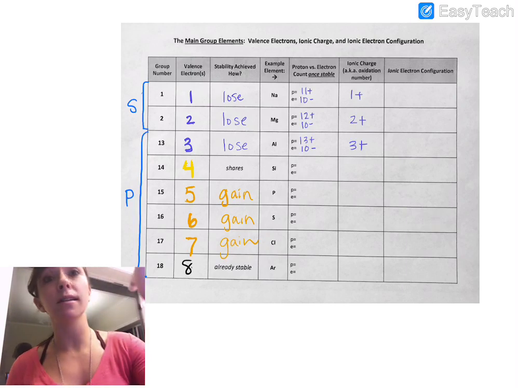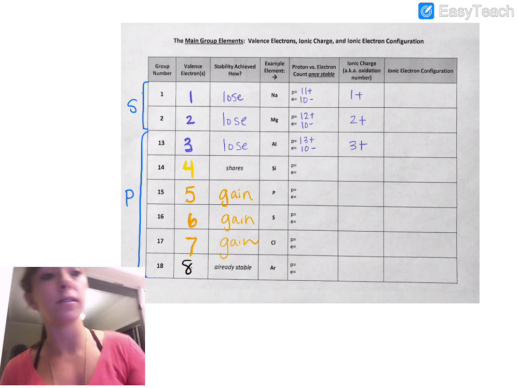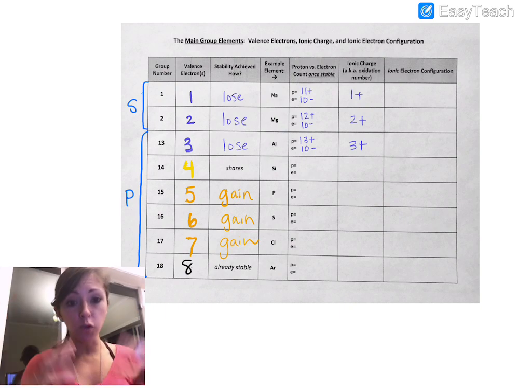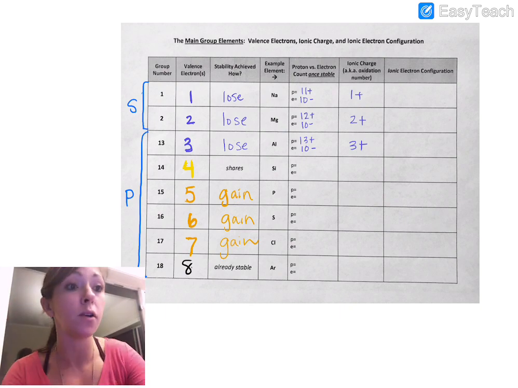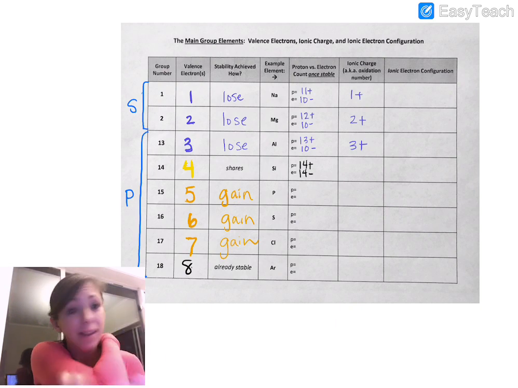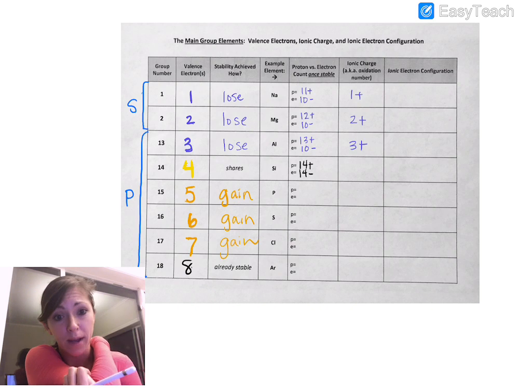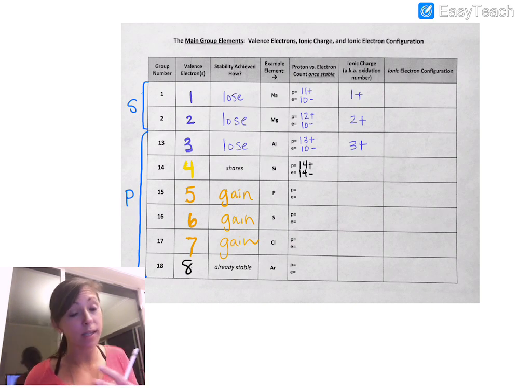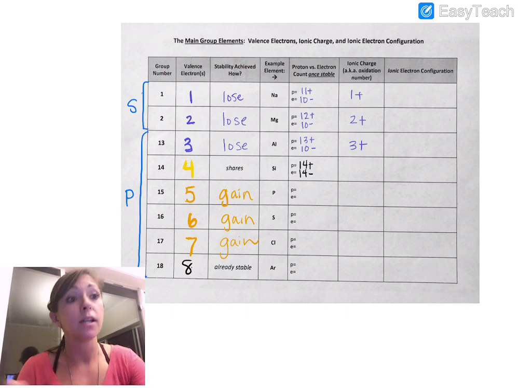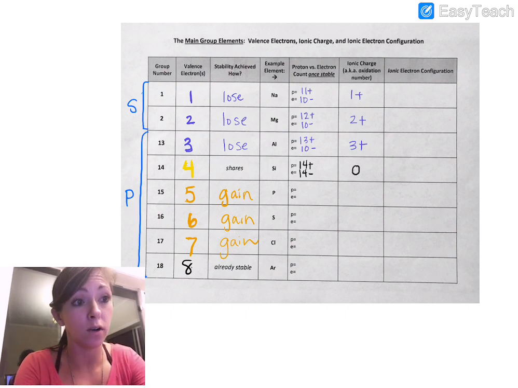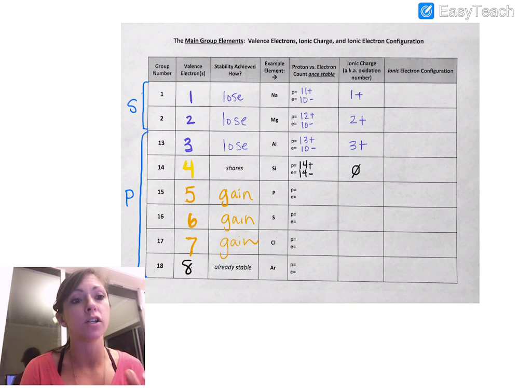All right. So I was at silicon. So basically silicon is in group 14 and they are a sharing group. So silicon has 14 protons and 14 electrons, okay? It's got 4 valence electrons, but it does not give them away. It does not add to them. So when it shares, it still has its same quantity of electrons. So it has no ionic charge, okay? It has no ionic charge.